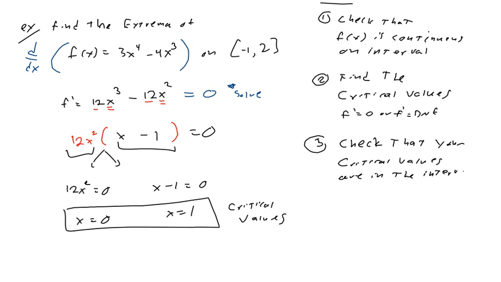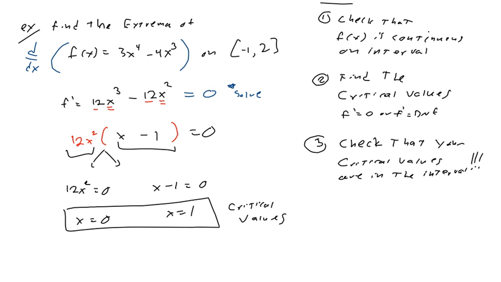You may find a whole lot of potential or solved critical values. You may have 3 or 4 or 5 critical values in your situation. But the only critical values you care about are the ones between -1 and 2, the ones in your interval. So, are both of these in our interval? Yeah, that's fine. 0 is between -1 and 2, and 1 also. It's within the boundaries. So we're good for both.